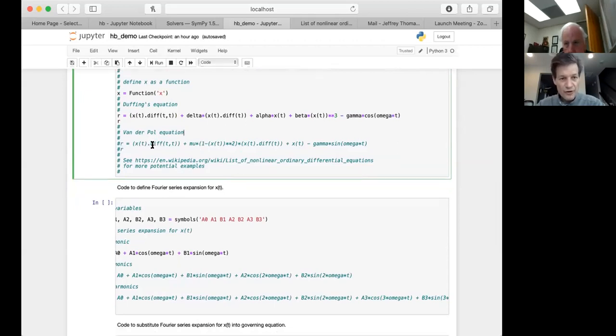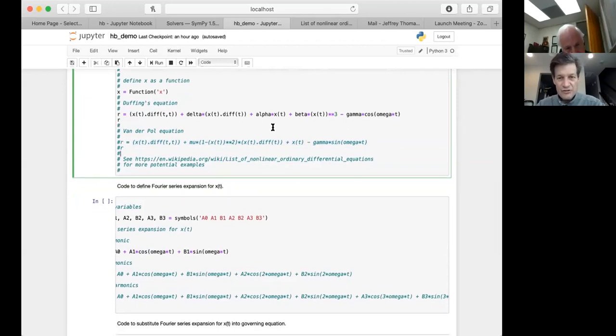And then as an example that you can fiddle with, I also included the van der Pol equation here. If you want to try that out, you would just uncomment this line of code here. Then this is van der Pol's equation you could fiddle around with.